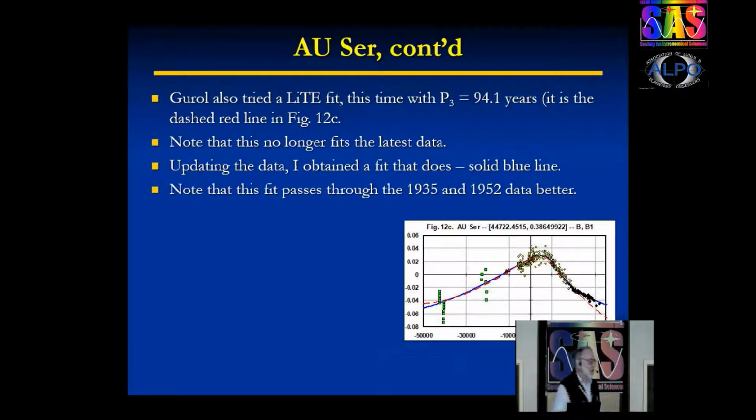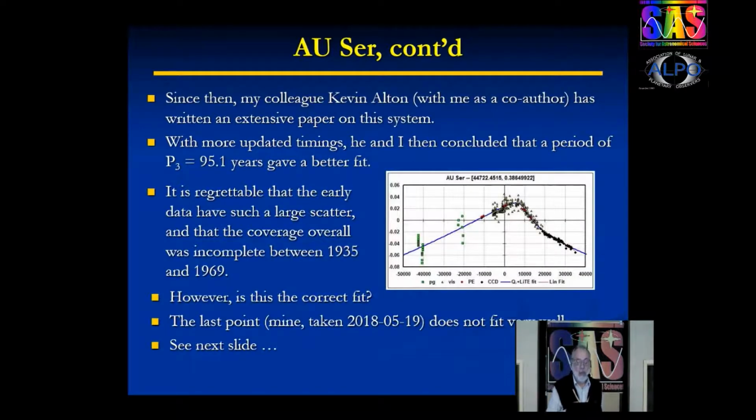We thought we had it nailed. Kevin is publishing a paper. I'm a co-author on this star, and this was what we got recently, a 95-day period. So it goes through the early photographic points reasonably. It sort of fits the other stuff, and it sort of looks okay. And there's some outlier points on the right there, and it doesn't. The last point there is mine. It doesn't fit very well.